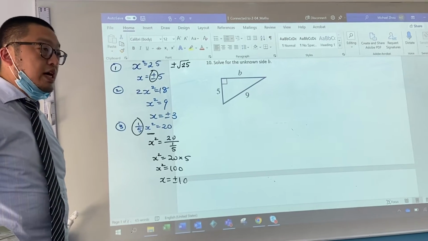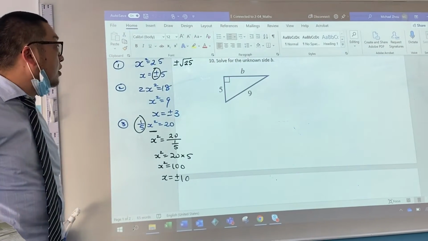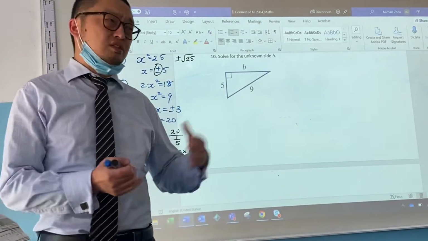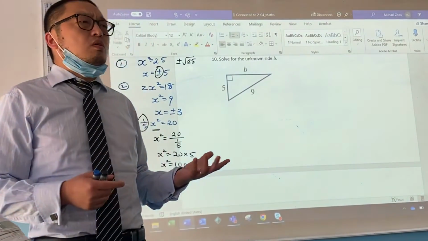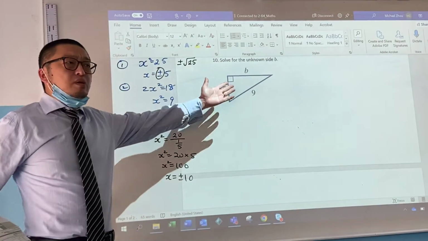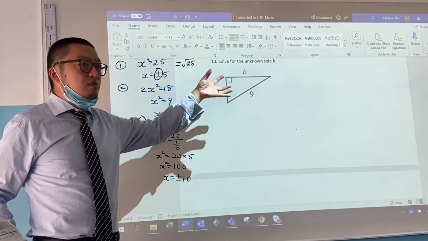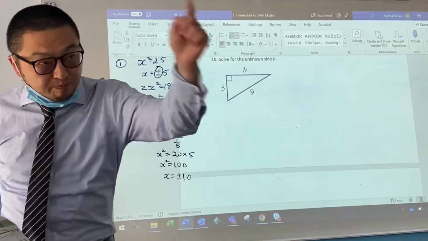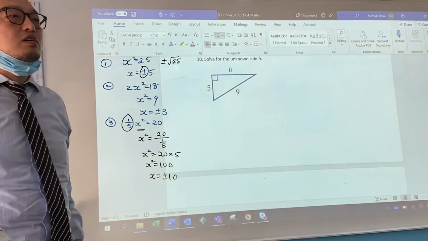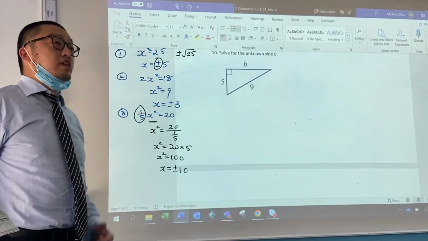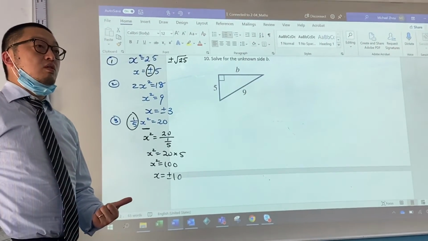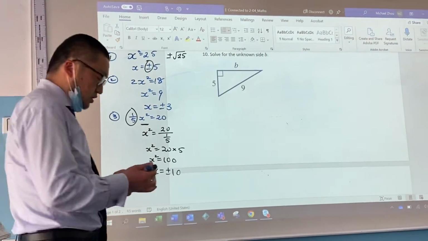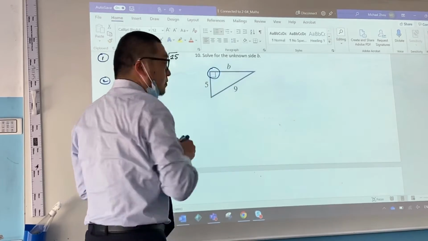Solve for the unknown side. Before getting into today's content, for this question, algebra, 45. When I look at this sort of shape, what's my mind thinking? Pythagoras theorem. Fantastic. Why is that? It's a triangle. What sort of triangle is this? Right angle triangle. Well done. It is a right angle triangle.